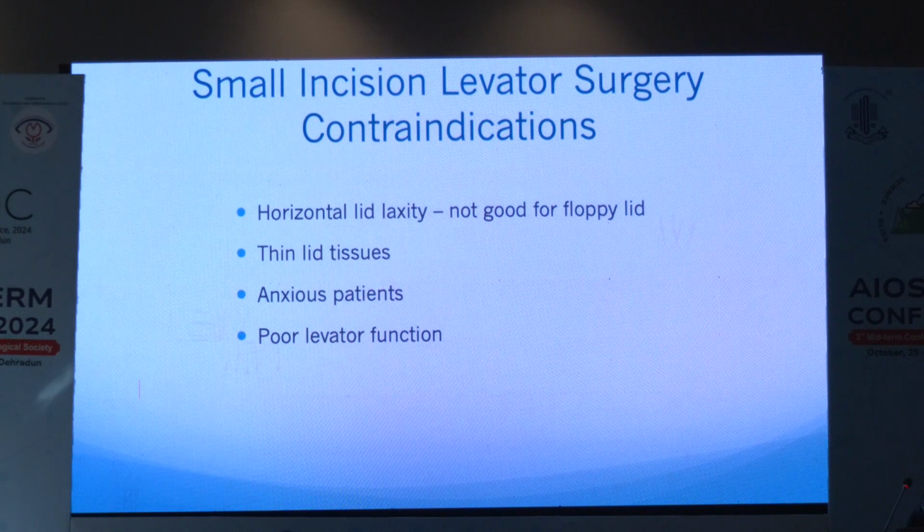There are some contraindications if the lid is floppy, if they have floppy lid syndrome or excessive laxity. As you know, if you put 1 or 2 sutures, that's not enough to get good contour because you get a peak. So these usually have to have lids that are relatively not lax and fairly taut. Thin lid tissues are usually also not a good choice for this procedure. Anxious patients, patients with poor levator function are also not good choices.